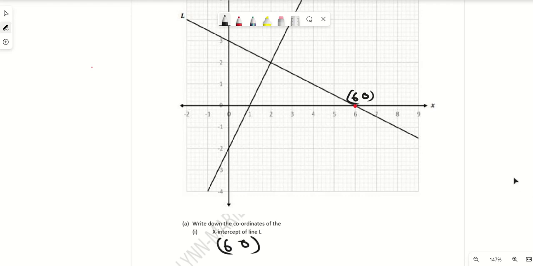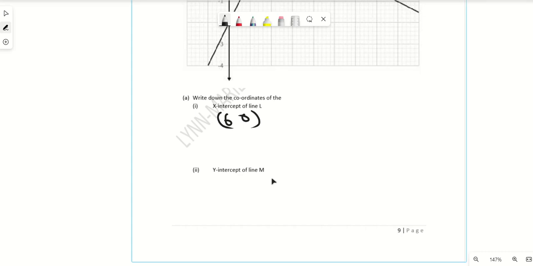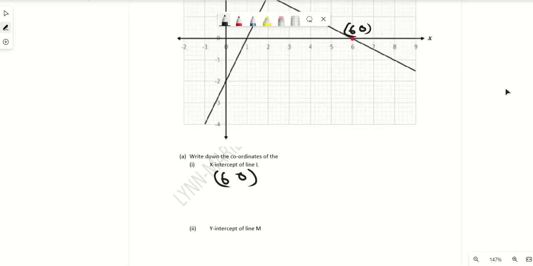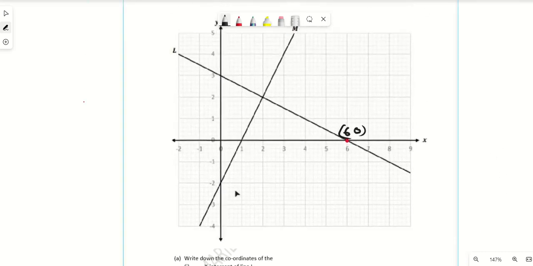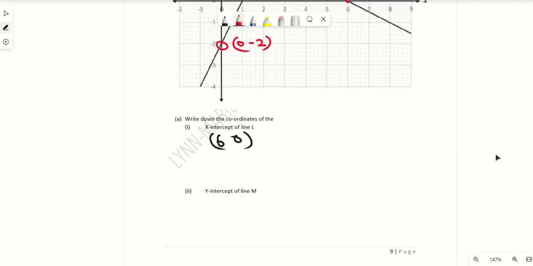Right, and then the second part asks for the y-intercept on line M. So your y-intercept is where line M crosses your y-axis. So that means y is equal to negative 2 and x is equal to 0. So this right here would be 0, negative 2. So that is your answer for the second part here, 0, negative 2. Alright? Let's go down to the next question.